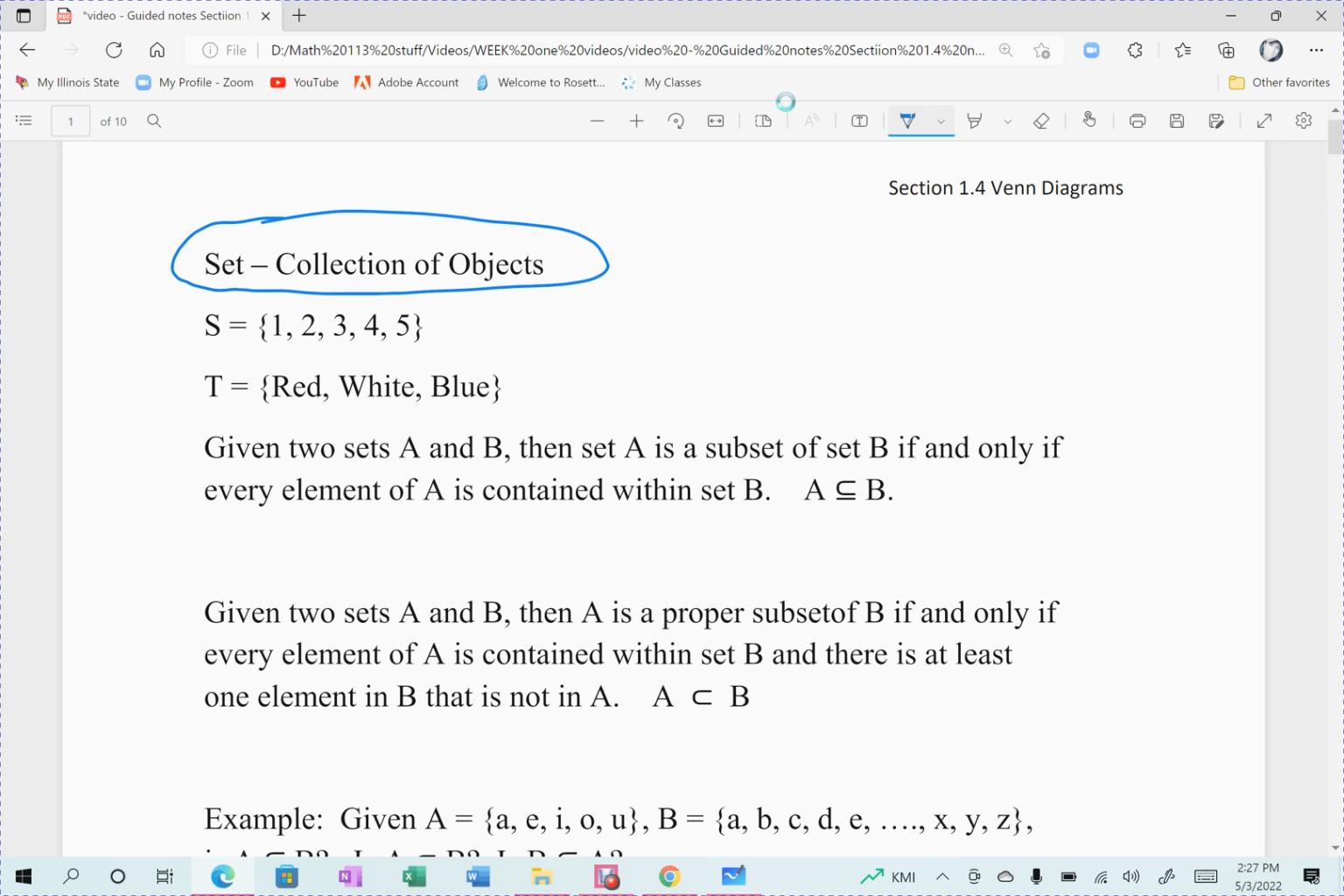All right, so two examples of sets here. I have set S, or the numbers 1, 2, 3, 4, and 5. So it's just the set of the numbers 1 through 5. Set T are the colors red, white, and blue. And so those are two examples of sets.